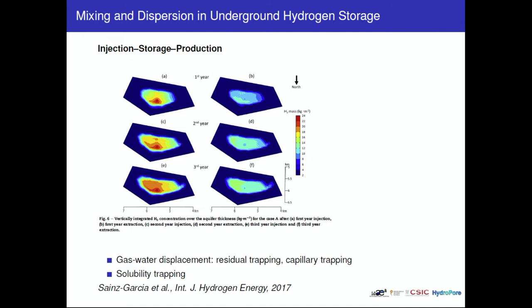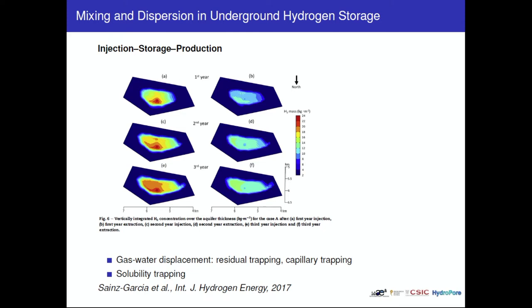And this is an example from a paper by Sainz Garcia. They took the geometry of a reservoir in the Duero Basin in Spain, and they did an injection, storage, and production scenario in which they used essentially a two-phase description including relative permeability and capillary pressure. And what I find is that you have some residual saturation. Of course, each time that you extract, you get some hydrogen left just by capillary mixing, let's say.